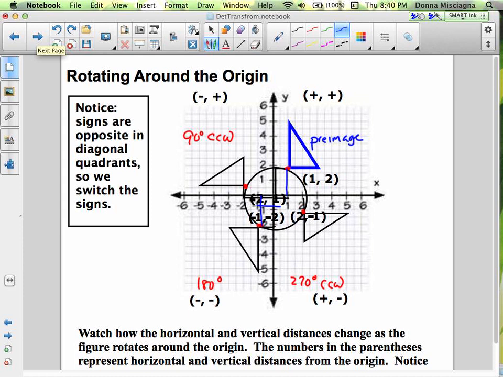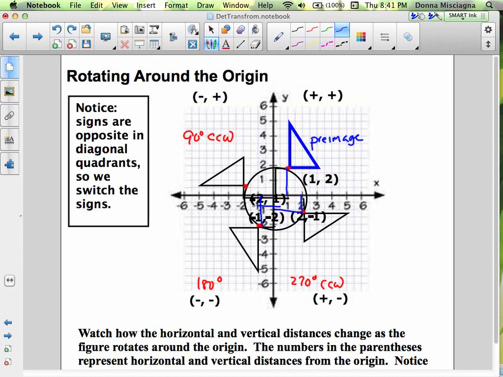And then we're going to switch one more time. Right? And now the horizontal distance is 2 and the vertical distance is 1. Right? But notice the signs change because the values in that quadrant change. So here in the third quadrant, instead of having 1, 2, we have -1, -2, because x and y are both negative in that quadrant.